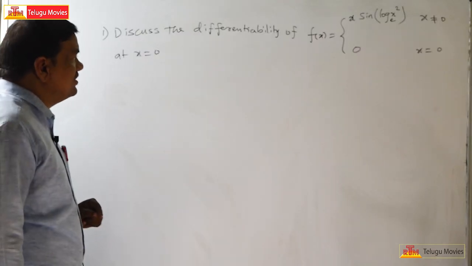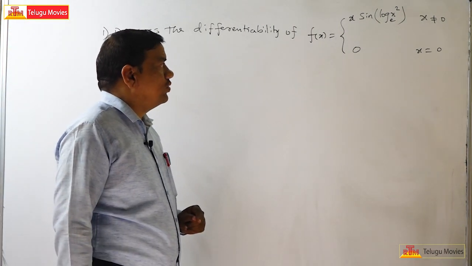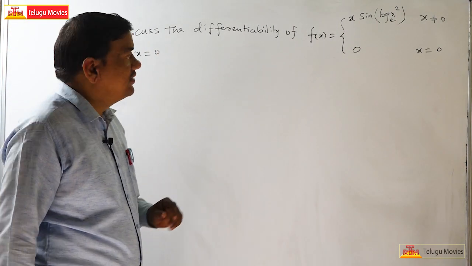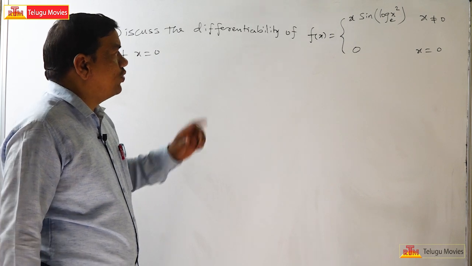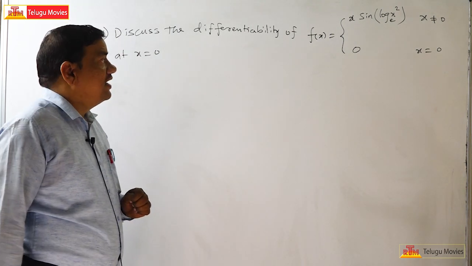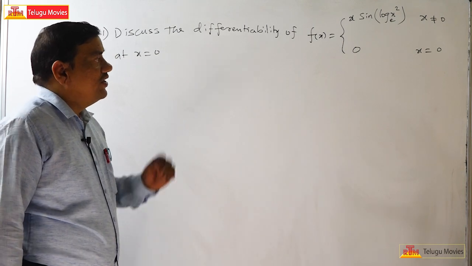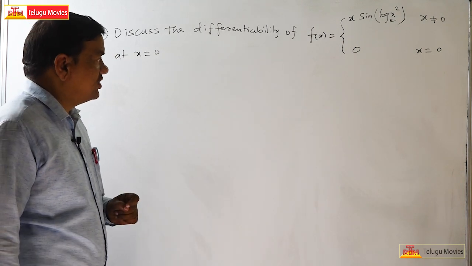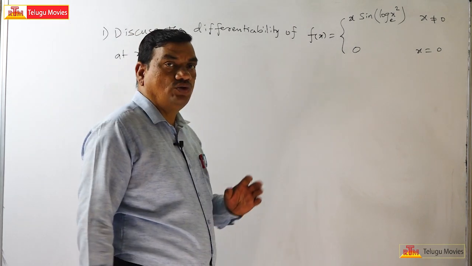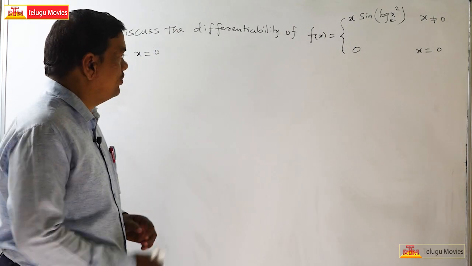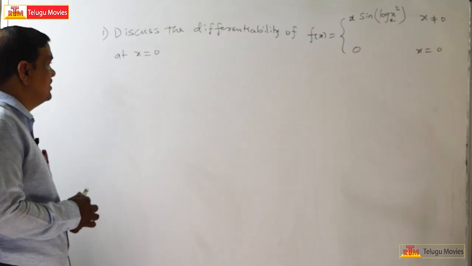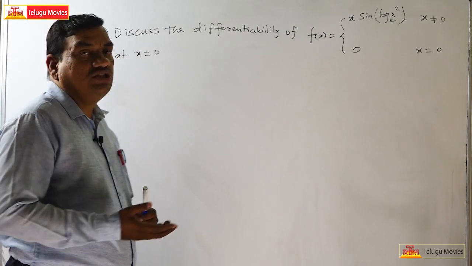Discuss the differentiability of f of x, a function defined as: when x is not equal to 0, f of x is equal to x into sine of log x square to the base e. If x is equal to 0, f of x is equal to 0. So this is the differentiability. Now we have to check at x is equal to 0 whether the function is differentiable or not.